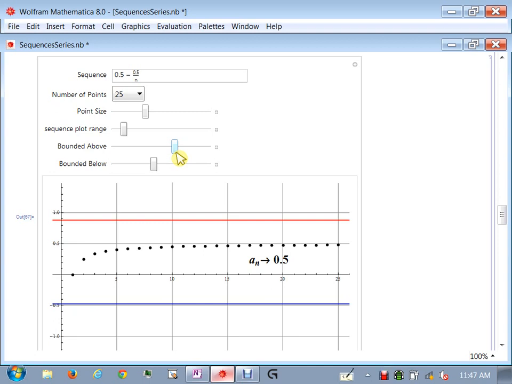And is this one bounded below? Is there a number that the sequence never gets below? Yes. So bounded above, bounded below. This one is bounded above and below, isn't it? Not every sequence would be bounded above and below. By the looks of that sequence, is it monotonic? Just from the look of it.